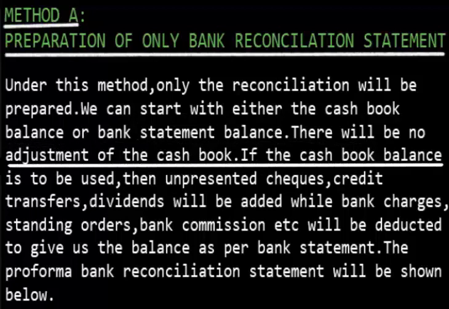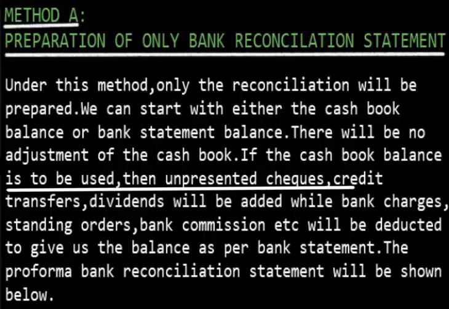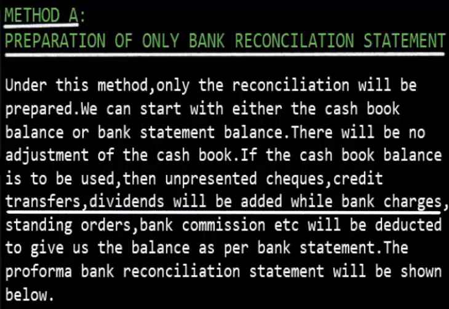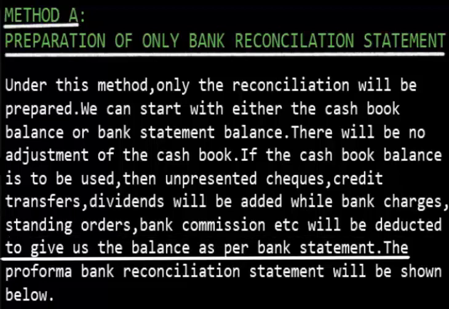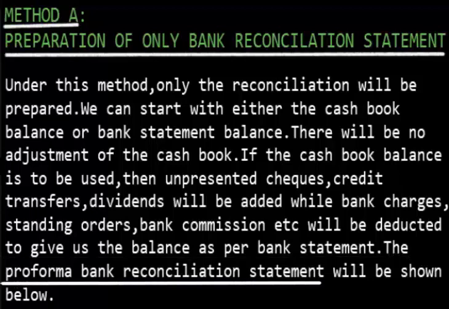If the cash book balance is to be used, then unpresented checks and dividends will be added, while bank charges, standing orders, bank commission, etc. will be deducted to give us the balance as per bank statement. The pro forma bank reconciliation statement will be shown below.